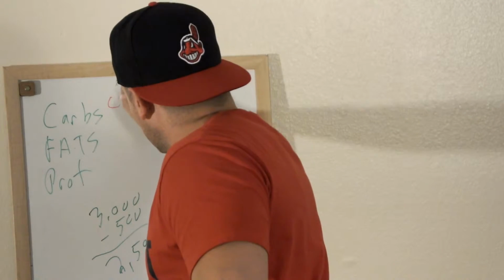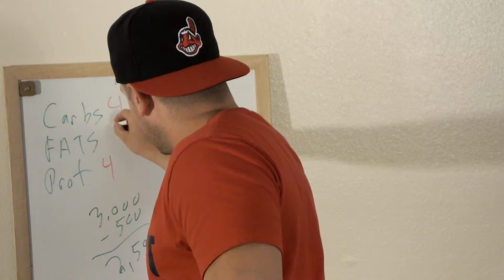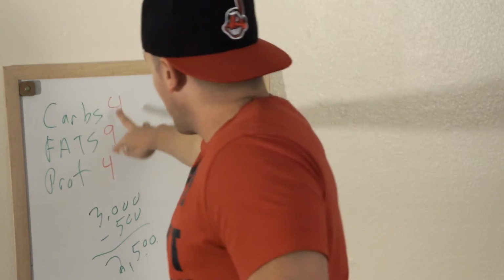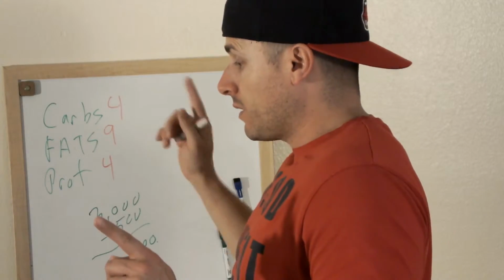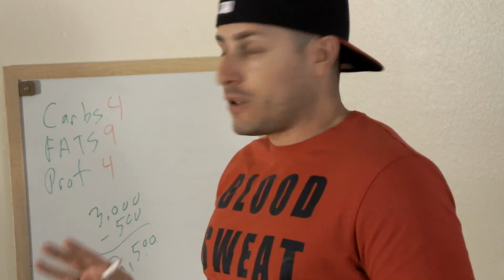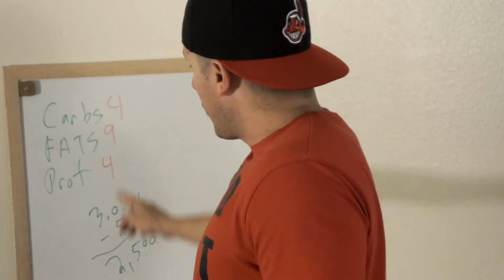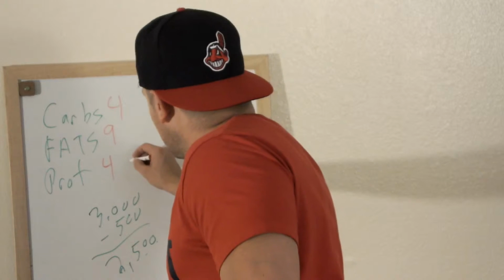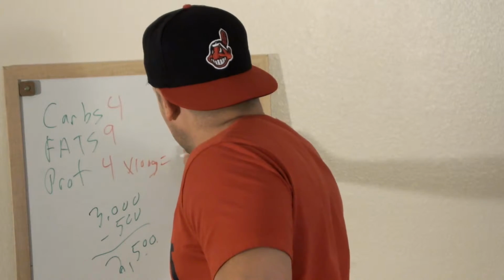We'll do red. 4, 4, okay, and I'll put a 9. So what this means is that for every 1 gram of protein, that equals 4 calories. 1 gram of carb equals 4 calories. 1 gram of fat equals 9 calories. Okay? So let's say you have 100 grams of protein, that's going to give you 400 calories.